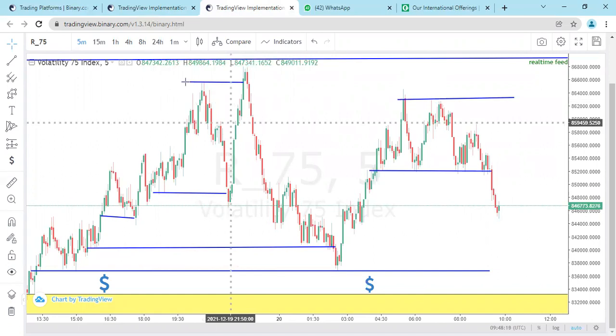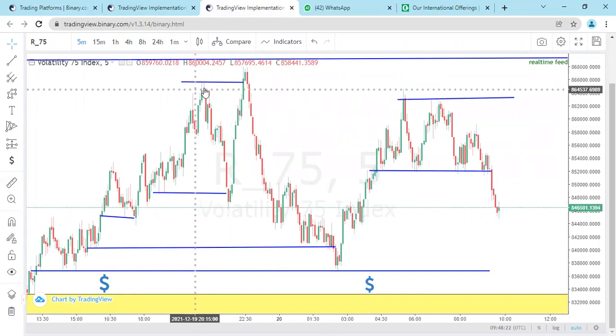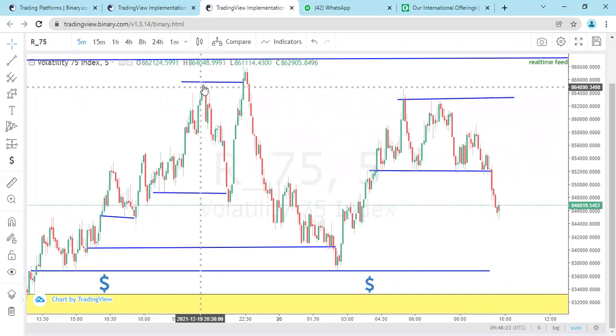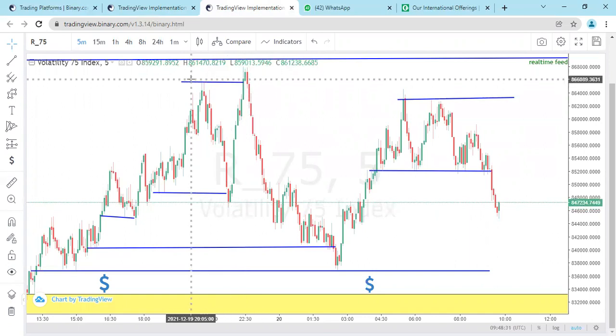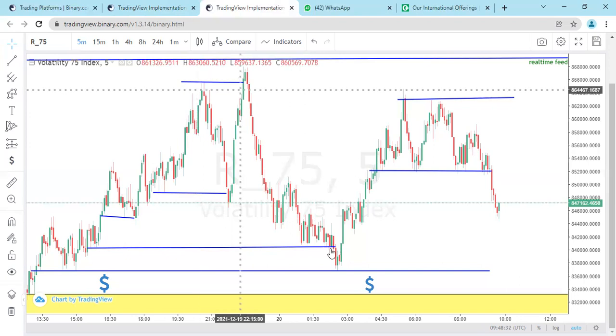See, look at what happened up here. This is a double top area. And look at what happened. They came right into it. They took out all the liquidity above the double top area and they threw price down.